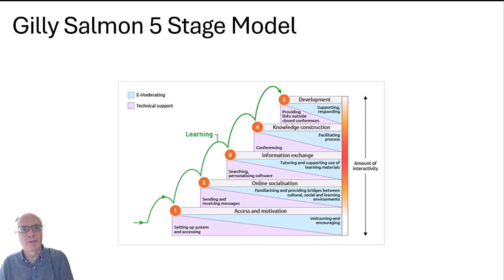So Gilly Salmon's 5-stage model. Learners need to be supported in their online learning, which will result in successful and happy outcomes. The model consists of 5 stages with more support required for learners at lower stages than at upper stages. Less tutor support is needed as learners are now self-reliant. It's an inclusive education model as students will be socializing and getting to know each other online. At the socialization stage 2, they will be given welcoming and encouraging messages at the access and motivation stage. The model scaffolds learning similarly to the approach used in constructivism pedagogy.